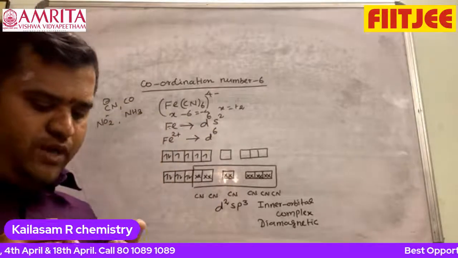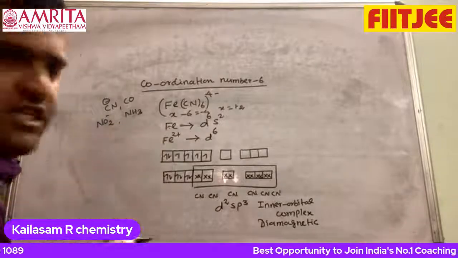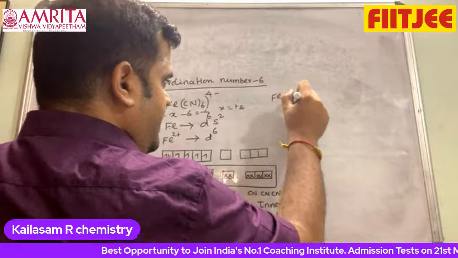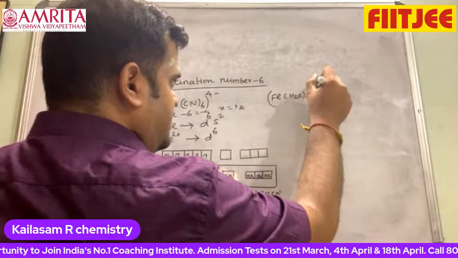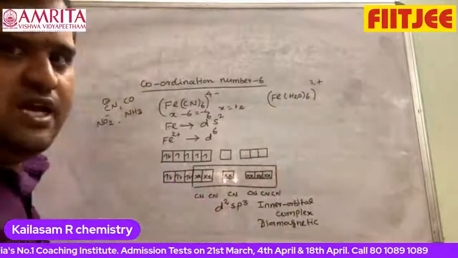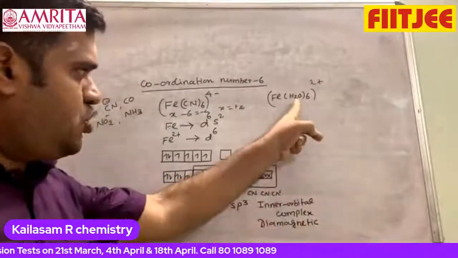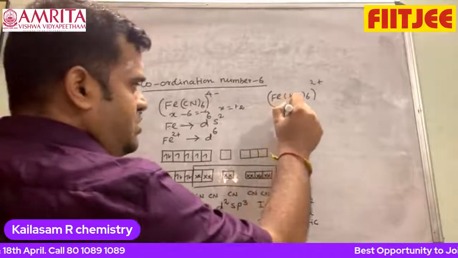Now I am going to another complex. That was inner orbital. Suppose I am taking, with the same logic, Fe(H2O)6 2+. Now this complex I am taking. Whether it is an inner orbital complex or outer orbital complex, same logic. H2O is a neutral ligand. Therefore, what is the iron oxidation state? Iron is 3d6 4s2.